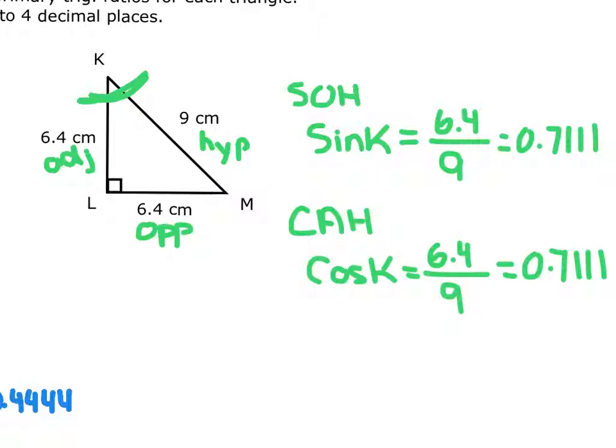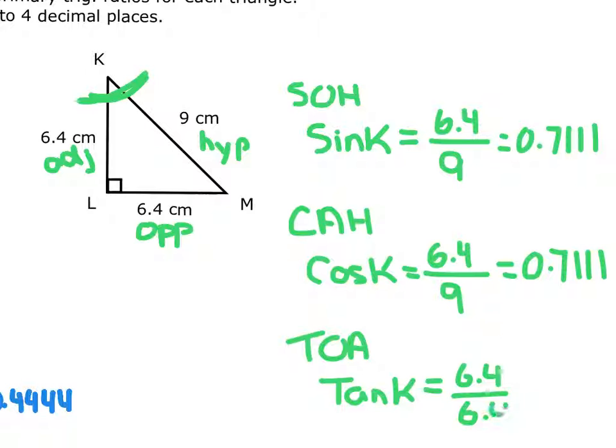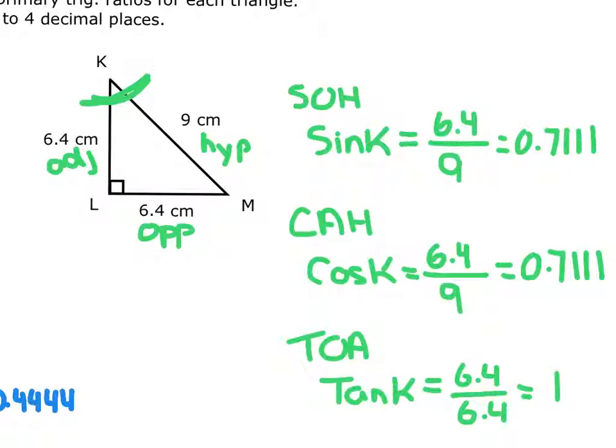And then the last one we're going to do is TOA here. Tan K equals the opposite side, which is 6.4, over the adjacent side, which is 6.4, which gives us a value of 1. Okay? So did we all make out pretty good on that? Yeah. Okay. When I walked around, you guys were all right on page for that.